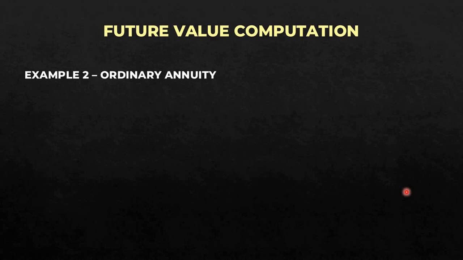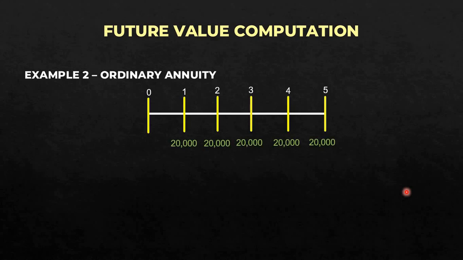So, ngayon, punta naman tayo dito sa ating next example. This time, ordinary annuity. Ito ang ating cash flows. Again, itong mga 20,000 pesos na to, these are all cash outflows. Ito yung mga perang ilalabas natin at ilalagay natin sa time deposit. And syempre, may ina-expect tayong ma-receive after the end of 5th year, and yun ay inflow kasi matatanggap natin yun, which is a future value. Kung titingnan natin, yung outflow natin 5 beses, pero yung inflow natin isang beses lang, at the end of 5th year.